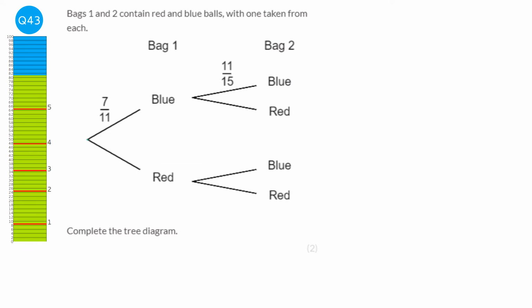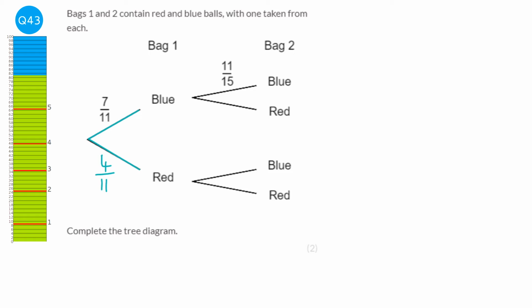So we're going to first of all look at the starting section. We've got the probability of a blue being picked from bag 1 is 7 over 11. So the probability for blue and red must equal 1. What do we add to 7 to get to 11? Well, we add 4, and so it would be 4 over 11. So these two here must add up to 11 over 11, which is 1.